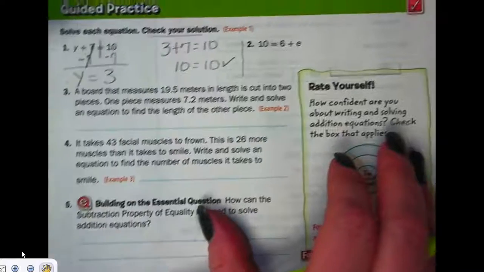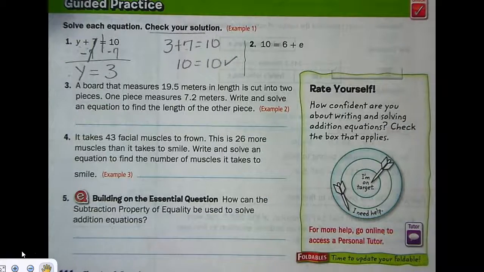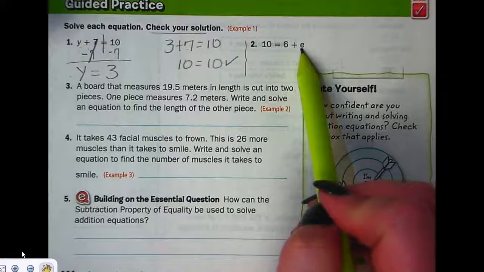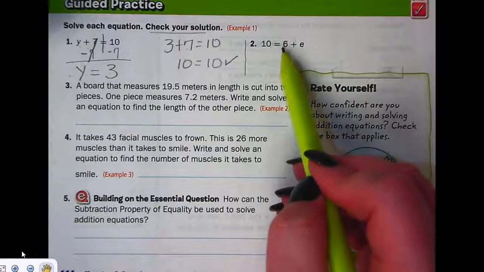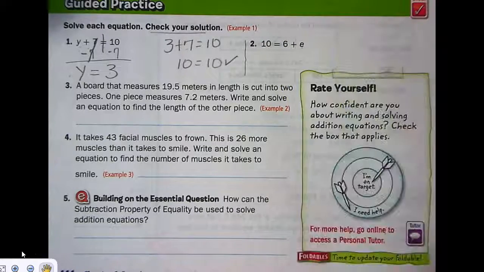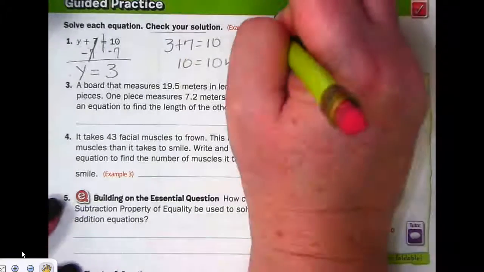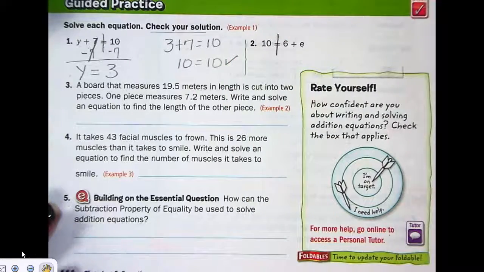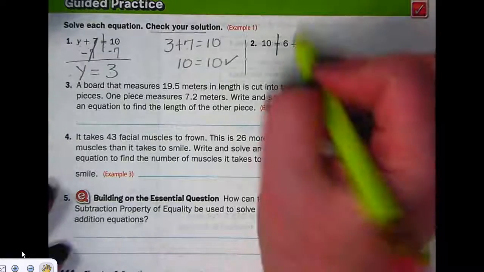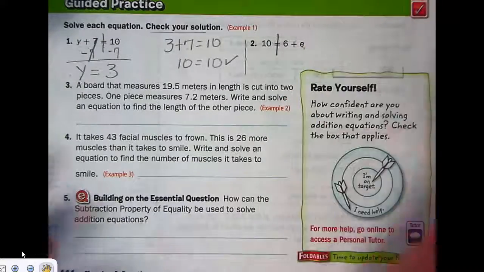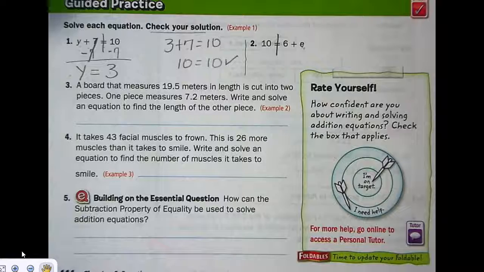All right. Number 2. What needs to be by itself on one side of the equal sign? What are we trying to get by itself? The e. The e needs to be by itself. So I've got to get rid of this 6 plus 6. What do I need to do? I'm going to subtract 6 from both sides. That's your answer when I ask you, what am I going to do to get this e by itself? You're going to say, I'm going to subtract 6 from both sides.